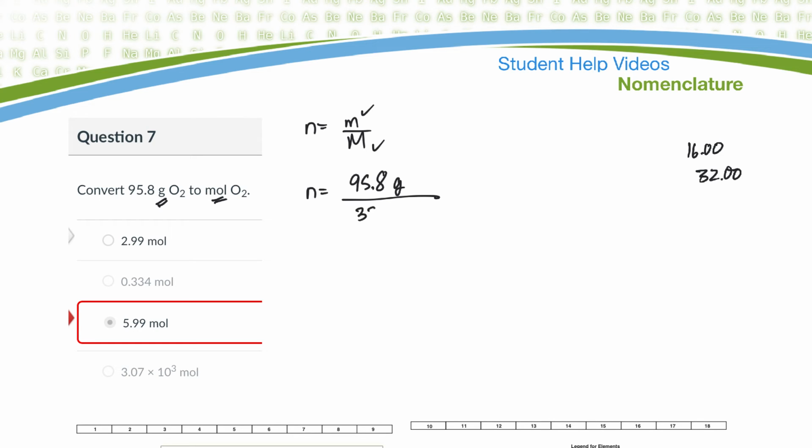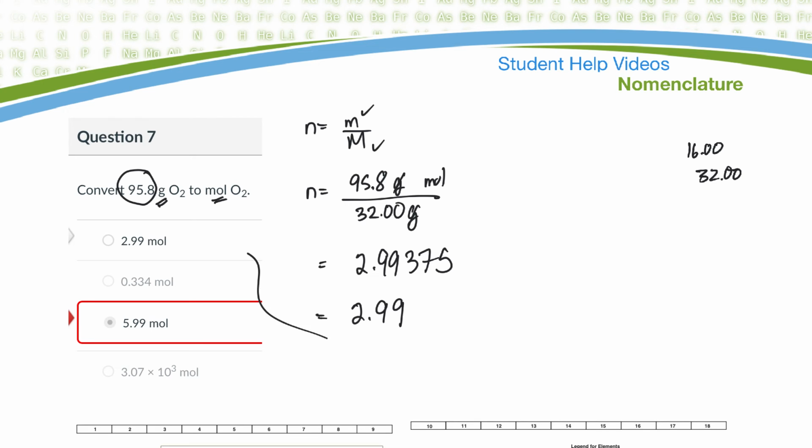So divide this by 32.00 grams per mole. Grams cancel. Calculator. 95.8 divide 32. So this gives me 2.99375. 3 sig figs, so I'm going with 3 sig figs. So my answer will be 2.99. Let's try one more.